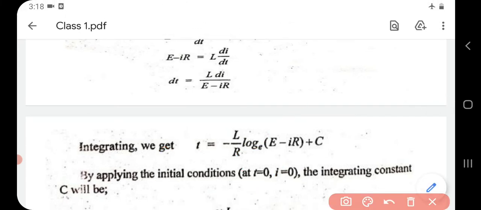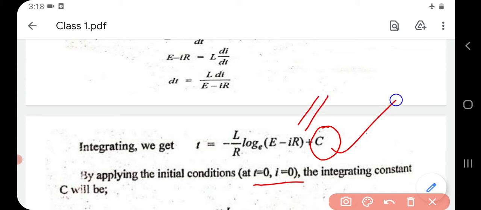Then the expression after integrating will be t equal to minus L by R logarithm to the base e of E minus IR, plus C. C is a constant of integration. Now you have to find the value of C. For that, you have to apply a condition. That is, at time t equal to 0, what will be the current in the circuit? I will be 0. So just substitute those values in this equation in order to get the value of C.